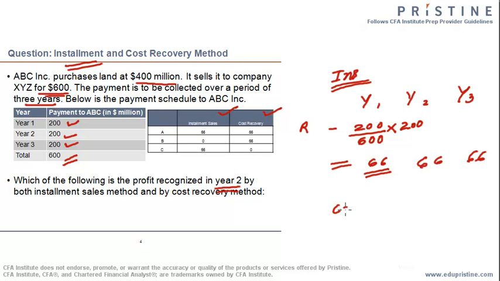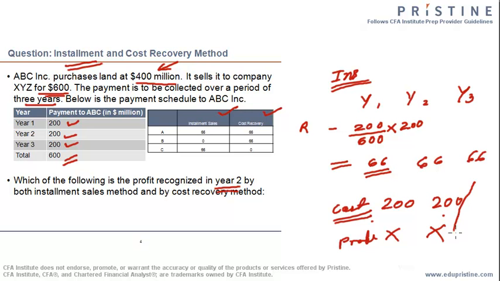Now what happens under the cost recovery method? The cost recovery method says you cannot book profit until the entire cost has been recovered. Now what is the cost? 400 million USD. In the first year you collect 200 million, your cost is not recovered, so no profit is booked. In the second year you recover another 200, so your total cost is recovered at the end of year 2. For year 2, since the cost is only recovered at the end, no profit is recognized, and your answer becomes C.